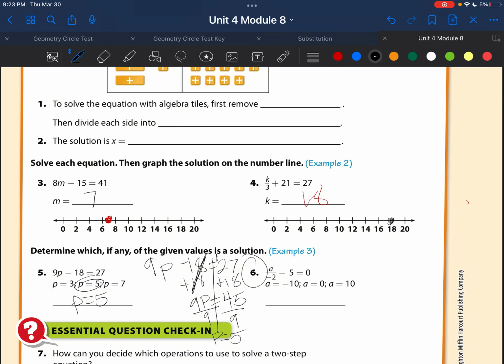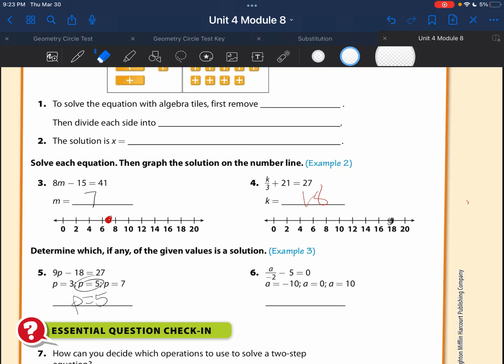Okay, go ahead and try number 6. Go ahead and pause it, please. Alrighty, 2 different ways you could have solved it. You could have plugged each of these in for where a is, or you could have just solved it fully out. I'm going to go ahead and solve it fully out.